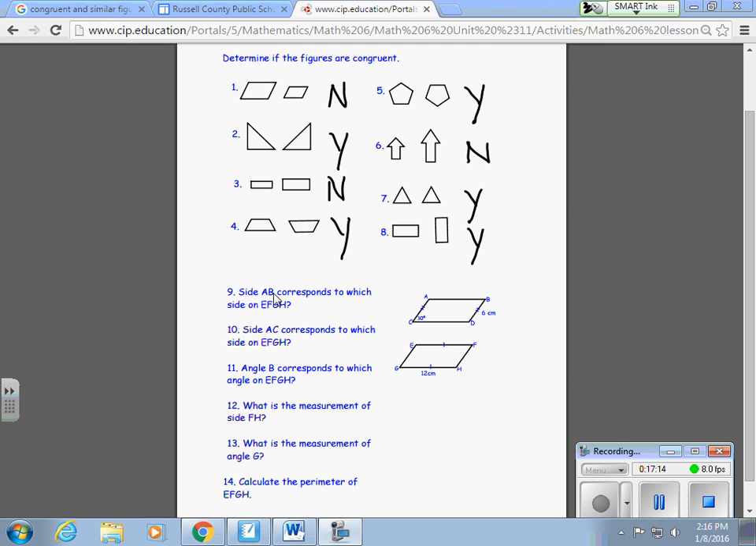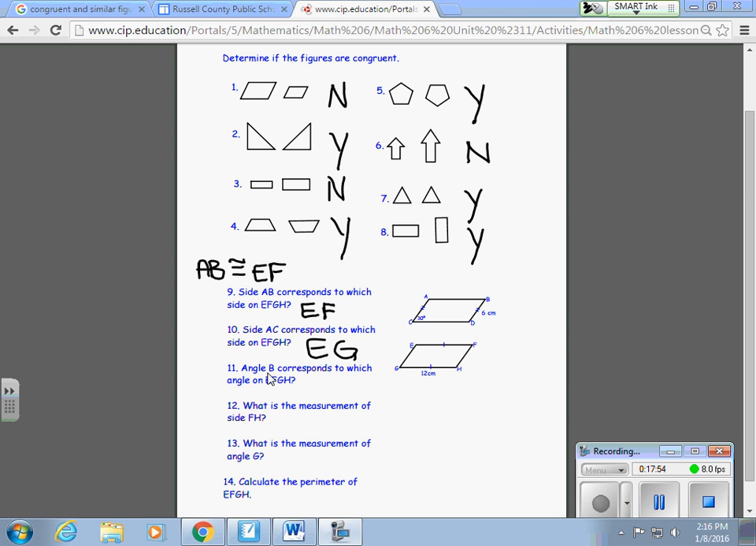Side AB corresponds to which side on EFGH? So I want to know what side here corresponds to AB. EF. So you would put EF right here. Now, if I wanted to write it that way, I would put AB is congruent to EF. And that's fine. Okay? Side AC corresponds to which side on EFGH? EG.